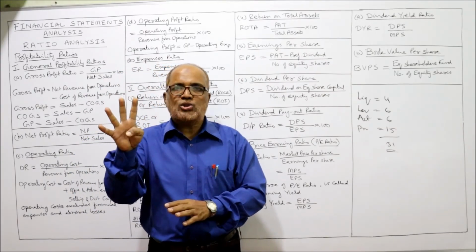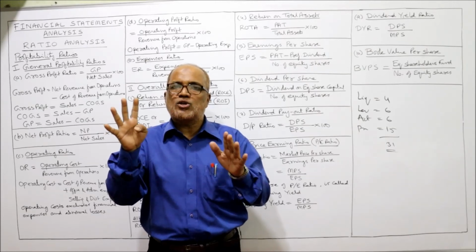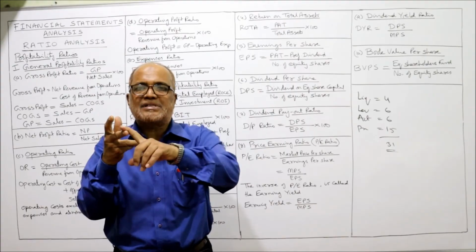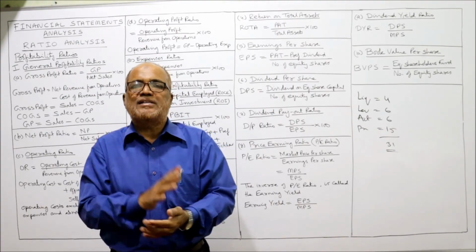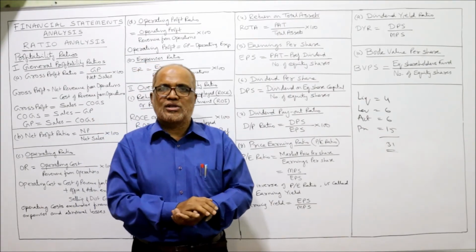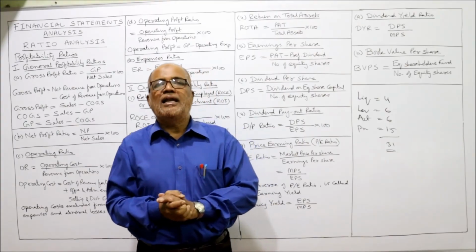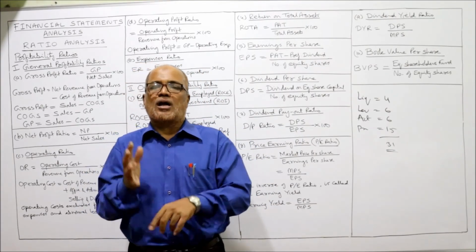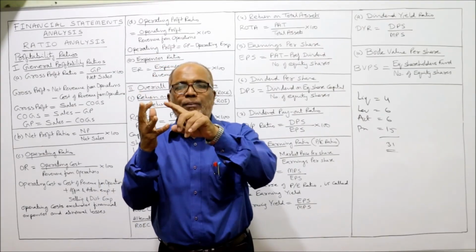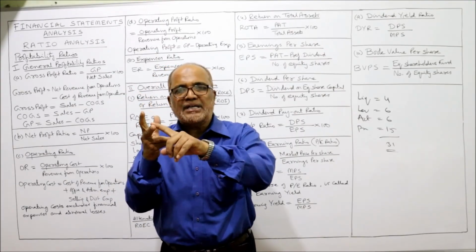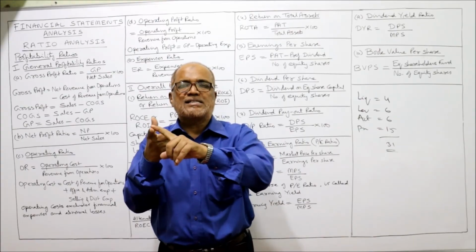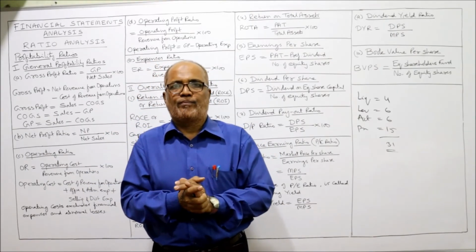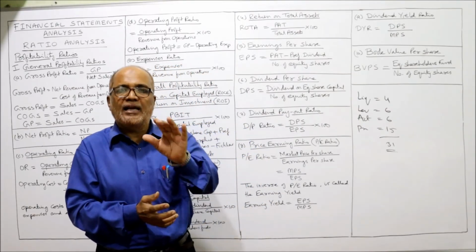The 4 liquidity ratios are current ratio, quick ratio, absolute liquid ratio, basic defensive interval ratio. Then 6 ratios are leverage or capital structure ratios: debt equity ratio, proprietary ratio, capital gearing ratio, fixed assets ratio, interest coverage ratio, dividend coverage ratio.